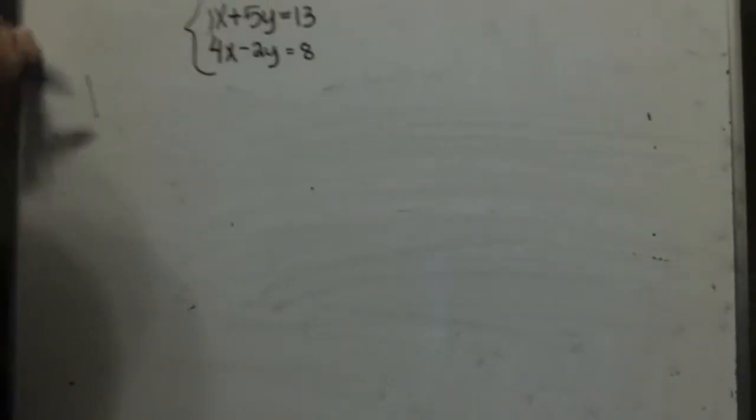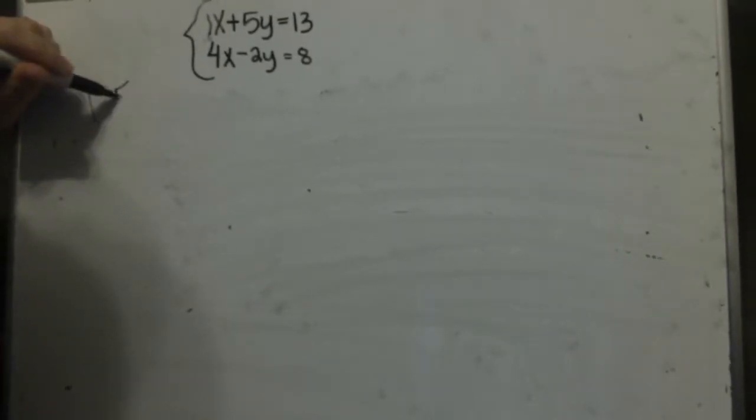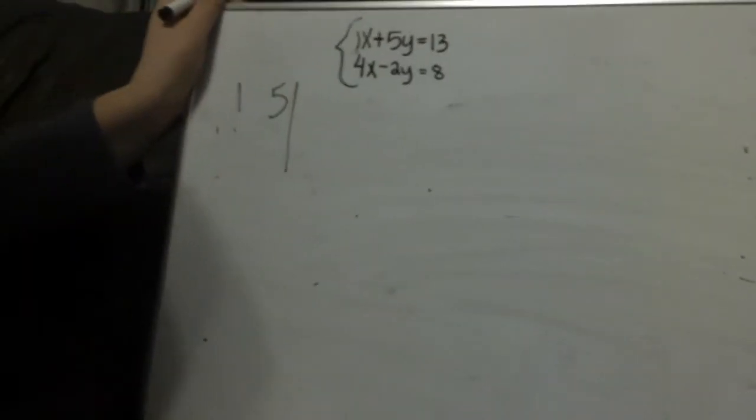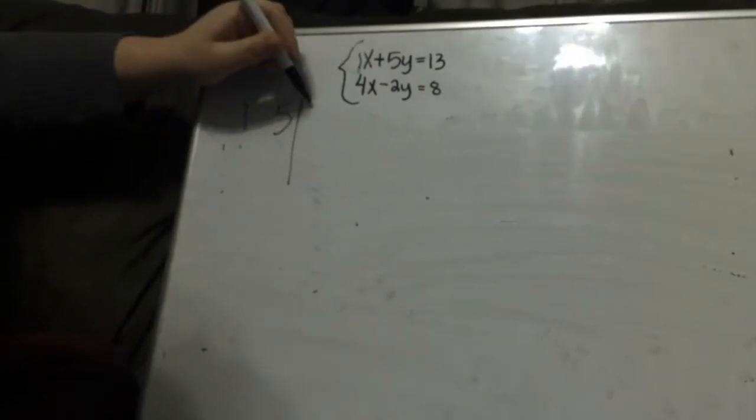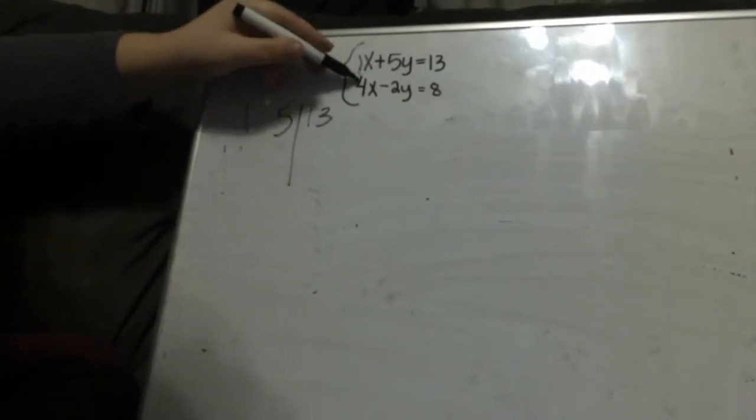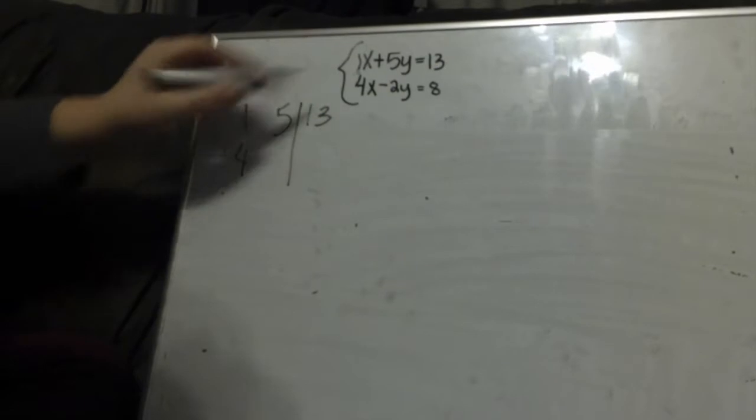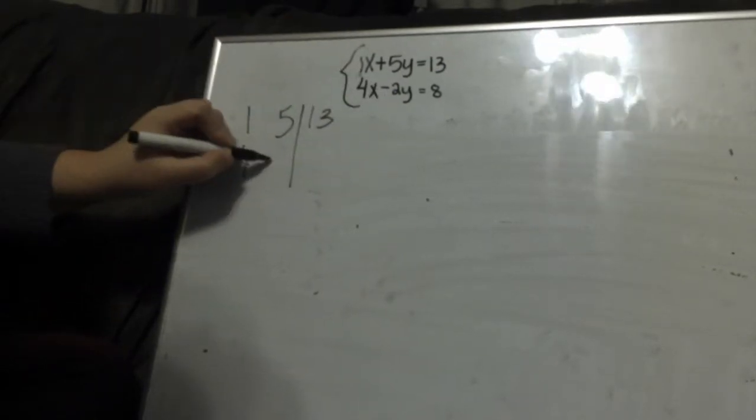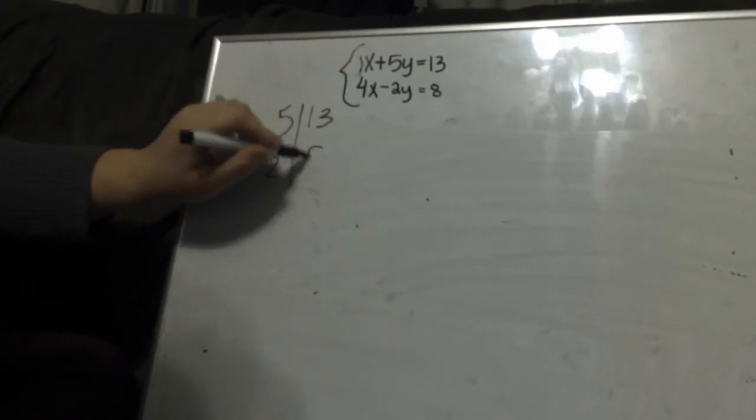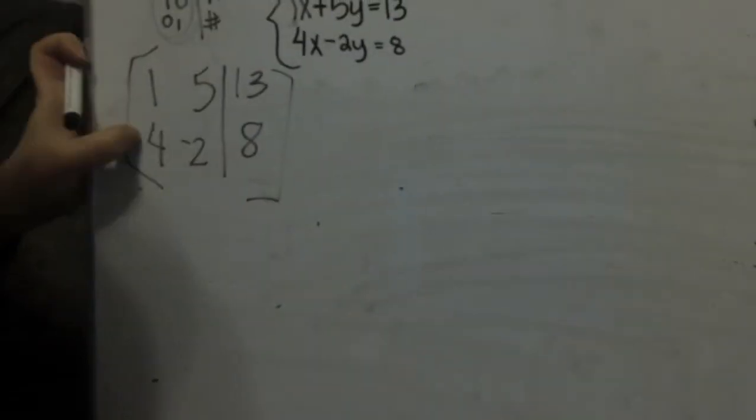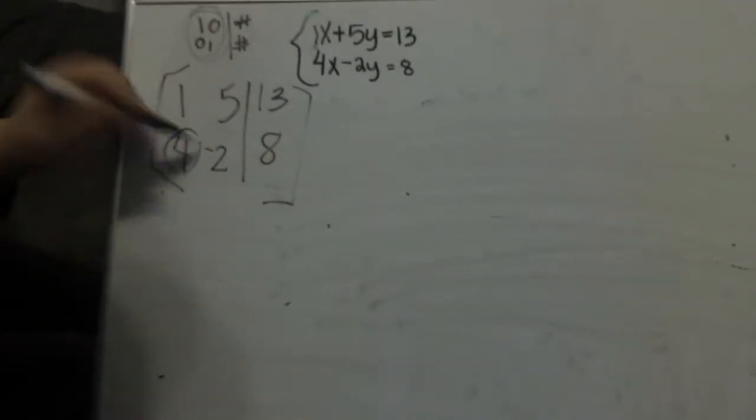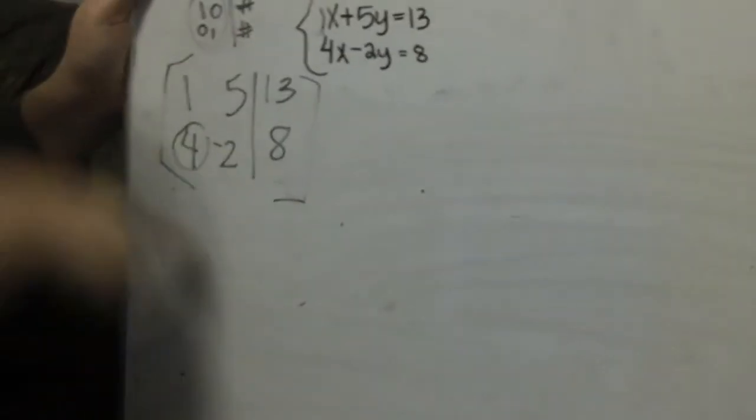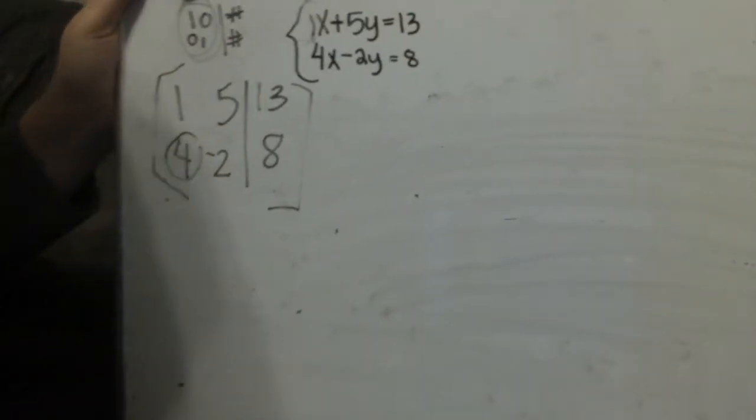To write the matrices, I'm just going to write a 1 and then a 5 and then a line. I'm going to make that 1 a little bit over so it doesn't look like a 15. 1 and a 5 and then a 13 and then a 4, -2 and 8. I usually start off by making this a 0, because zeros are easier to work with.